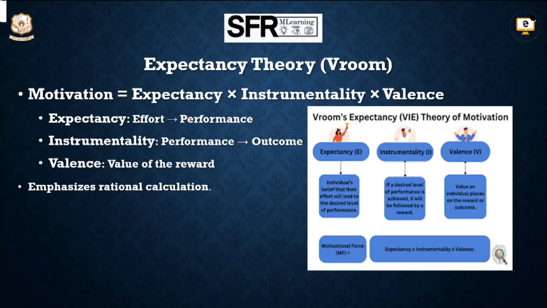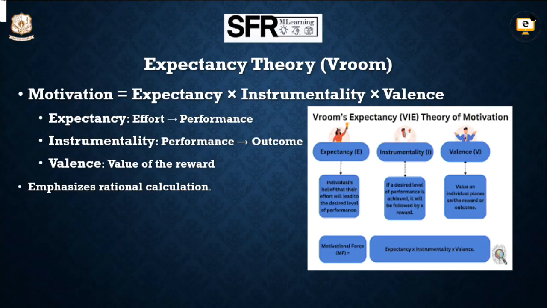And the last one is valence. Valence is the reward you get according to the result you have achieved. These three things are connected. The first thing is expectancy, everyone expects something. If you want to achieve the goal, you need to put in some effort, and it shows in your performance. Once it shows in performance, automatically you will get a good outcome.